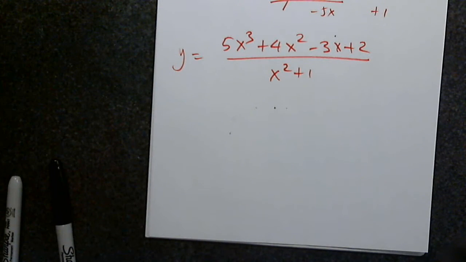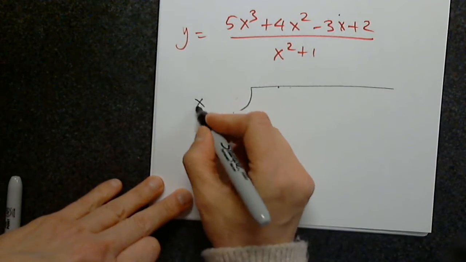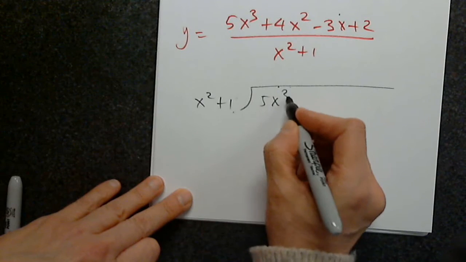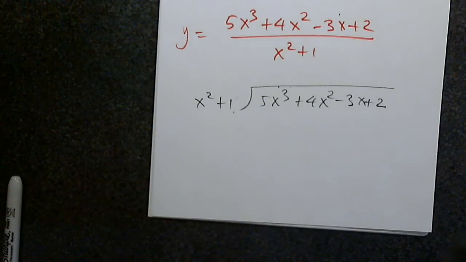This is a rational function. It is type 3. Degree at the top is 3. Degree at the bottom is 2. The ratio will be 3 over 2, which means a line. So then, x squared plus 1, 5x cubed plus 4x squared minus 3x plus 2. So x squared times what is 5x cubed?